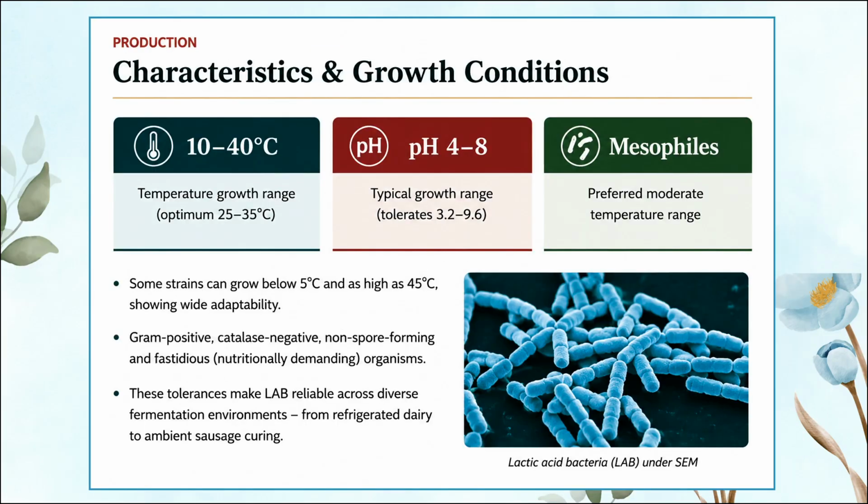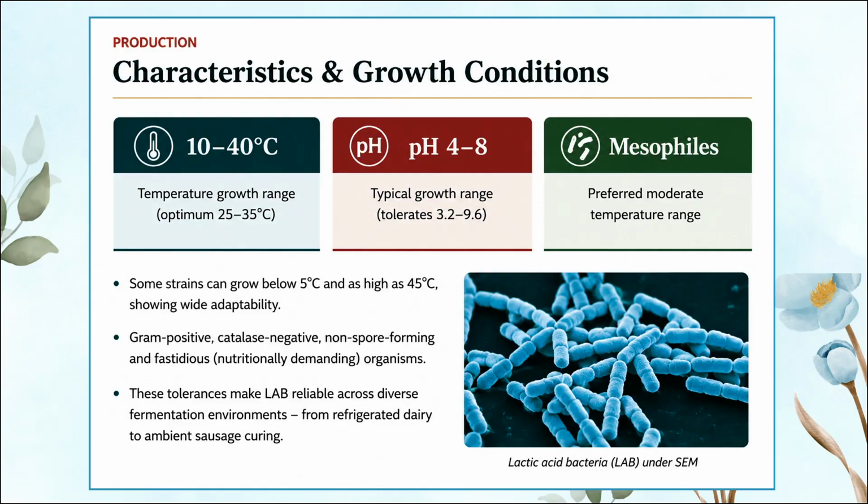So next we can move on to the production of lactic acid bacteria. Before going to that, we have to know the characteristics and growth conditions of the lactic acid bacteria. The optimum temperature for growing microbes is 25 to 35 degrees Celsius. For lactic acid bacteria, it is 10 to 40 degrees Celsius. The pH range tolerated for growth is 3.2 to 9.6, but for the production of lactic acid bacteria, 4 to 8 is moderate.